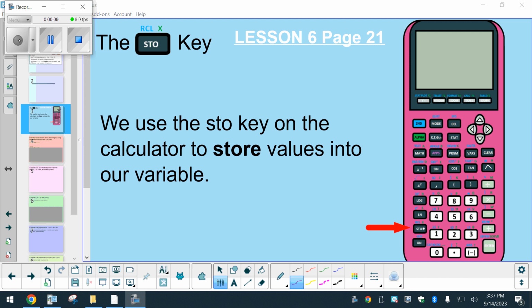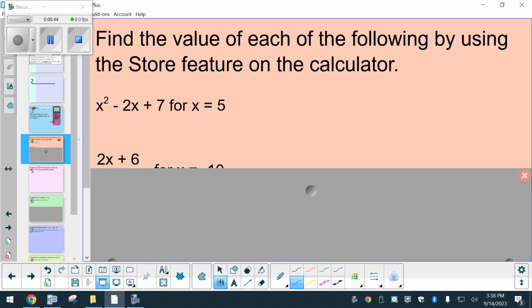Today we are going to focus on our lesson number 6 on page 21. Okay, today we're going to practice using the store key on the calculator. It looks like this. And we can use this key to obviously store values into our variables. It is located right here on the calculator. So we're going to do a couple problems where we're going to store different values in for x and evaluate the problem. Okay, so let's get to it.